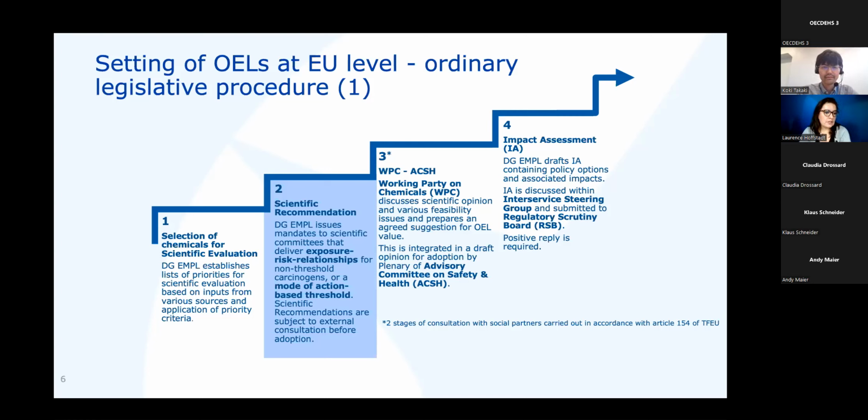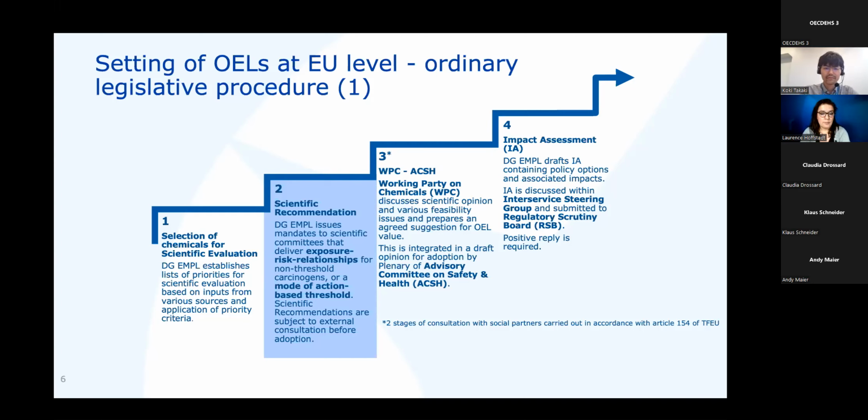So first, the Directorate General for Employment establishes the list of priorities based on several priority criteria. Then in the second step, it requests ECHA to provide a scientific recommendation, so either an exposure risk relationship for non-threshold carcinogens or a mode of action based threshold. And I'll explain a bit more the procedure at ECHA in a minute.